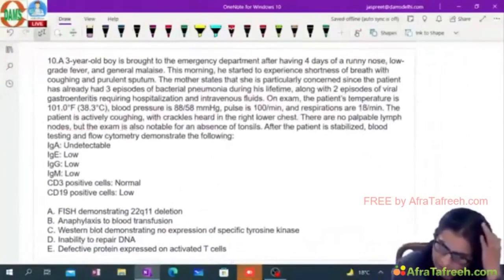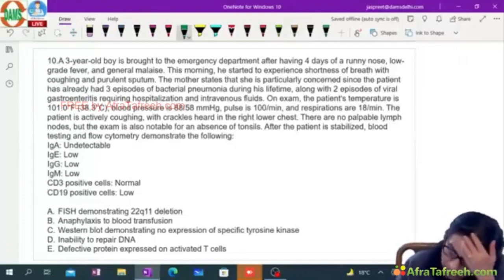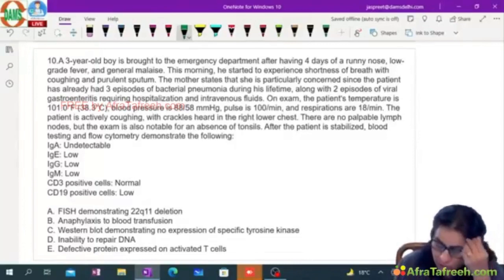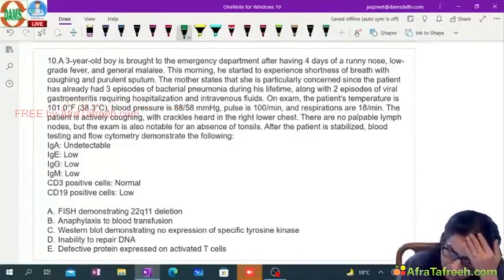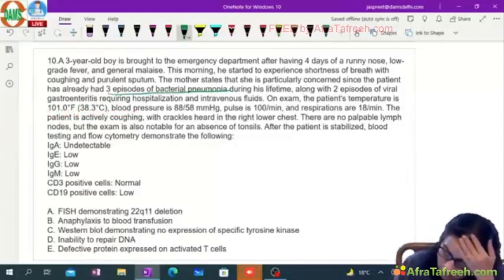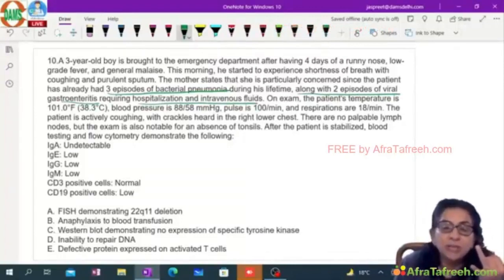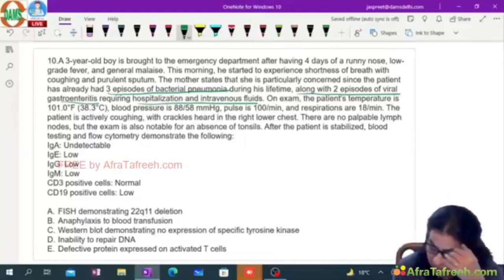A 3-year-old boy is brought to the emergency department after having 4 days of runny nose, low-grade fever and general malaise. This morning he started to experience shortness of breath with coughing and purulent sputum. The mother states that she is particularly concerned since the patient has already had 3 episodes of bacterial pneumonia. So the child is having pneumonia again, along with 2 episodes of viral gastroenteritis requiring hospitalization and IV fluids. So number 1, there's bacterial pneumonia, a respiratory infection. Number 2, viral gastroenteritis is also there. So enteroviral infection is there.